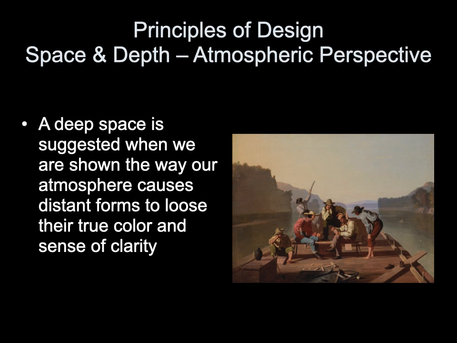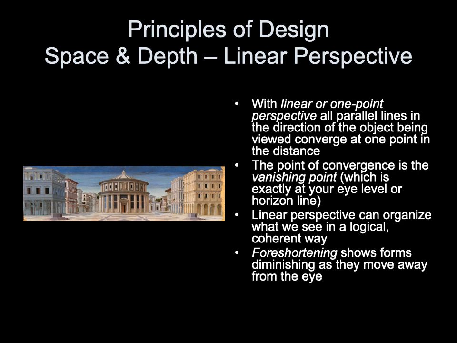And you can see in the distance, the further down the river, how more and more the objects get lighter and bluer, and you cannot tell the texture as well. This is a linear one-point perspective. All the parallel lines in the direction of the object being viewed converge at one point in the distance. This is at the vanishing point, which is at our eye level.